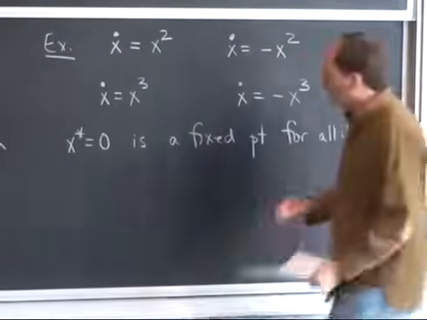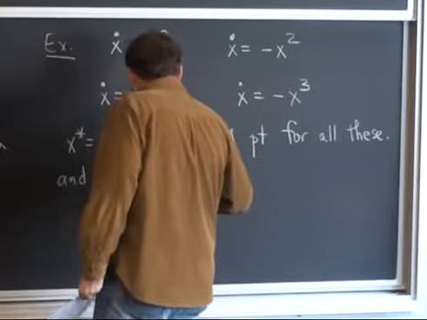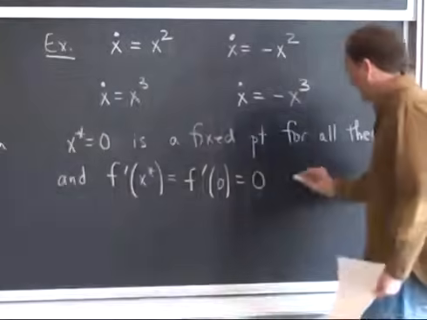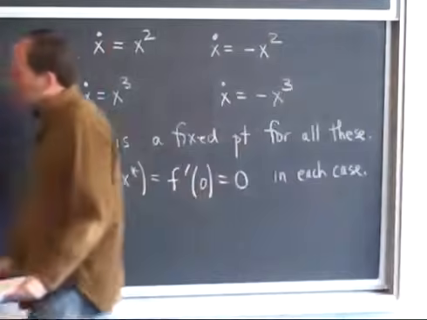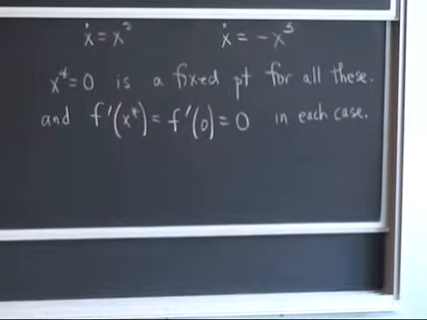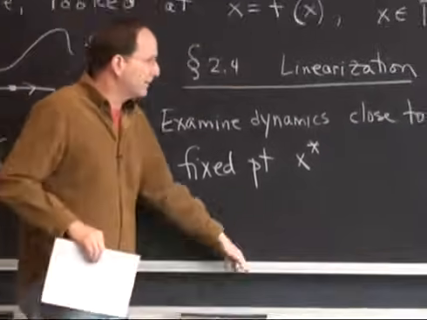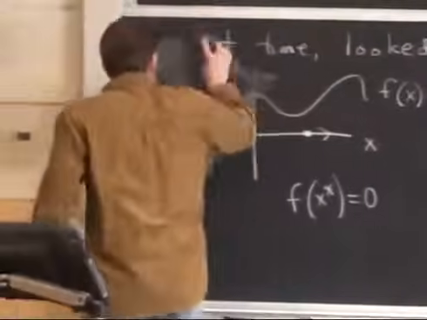And also notice that we have f prime at x star, which is f prime at 0, would be 0 in each case. And yet, if we just draw the pictures, we can see easily that they have 4 different stability types. In other words, just knowing that the derivative is 0 at the fixed point, anything is possible as far as stability. Let's just see what goes on in detail here.